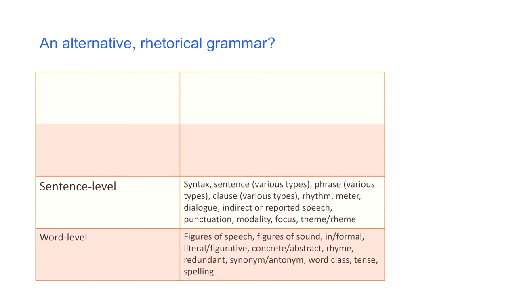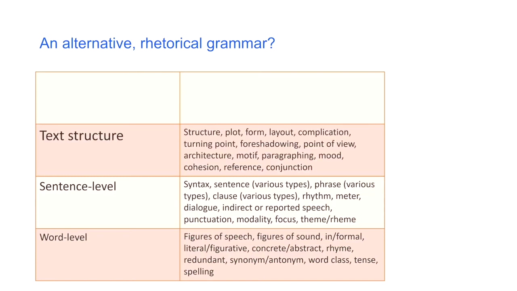Syntax, sentence types, phrase. We've already looked at phrases and clauses a little bit. That language has come up. Rhythm, metre, dialogue, indirect and reported speech, punctuation, modality, focus, theme, rhyme, just to give you some examples. So when we're thinking about grammar or knowledge about language at the sentence level, then other dimensions of a text come into view, okay? That's the idea here.